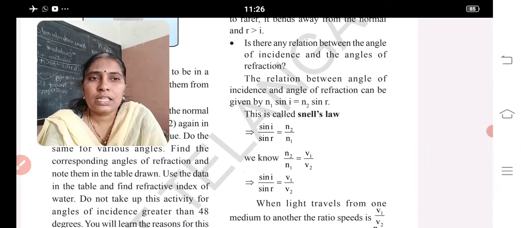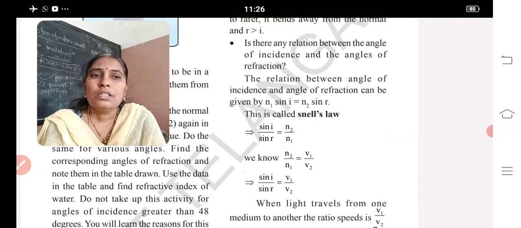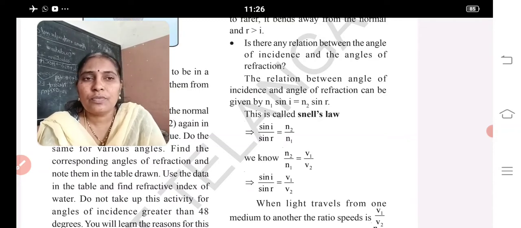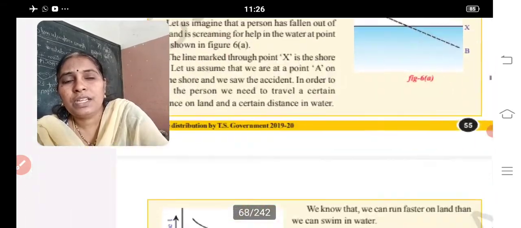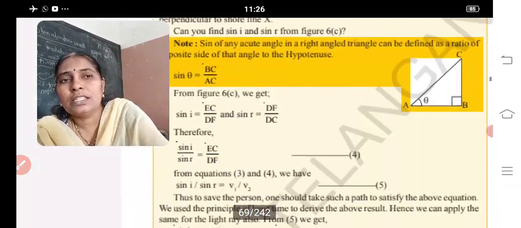Snell's law. What is Snell's law? Sin I by sin R is equal to V1 by V2. What is V1 by V2? Speed of light in the first medium with respect to the speed of light in the second medium. Based on that we have Snell's law.